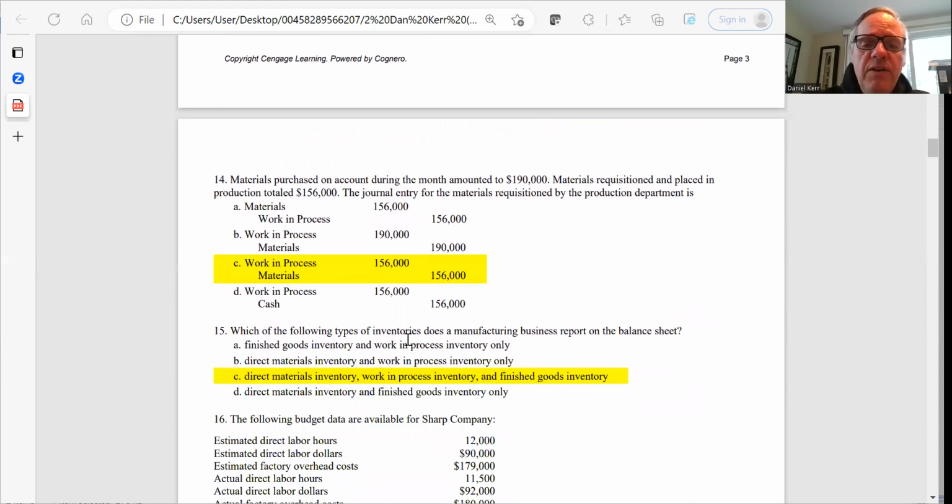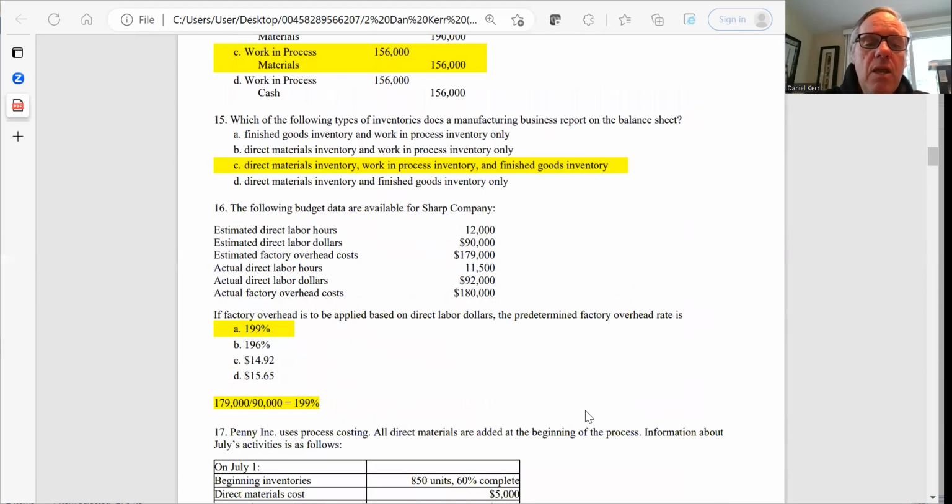Okay, 15. Which of the following types of inventory does a manufacturer report on the balance sheet? Manufacturer would report raw materials or direct materials, work in process, and finished goods. So the answer there is C.